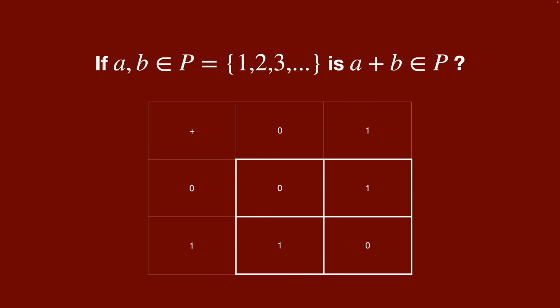So they're from 1 to infinity of the positive whole numbers. We need to show that A plus B is positive. And in this case, it's not, right? 1 plus 1 is 0, which unfortunately is not positive. And then we're done.